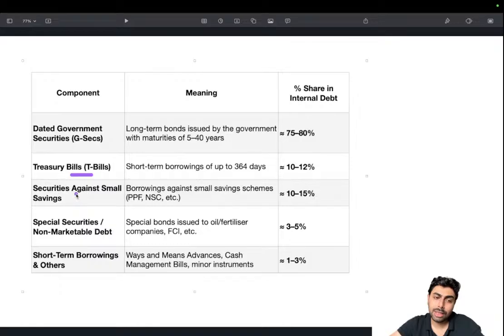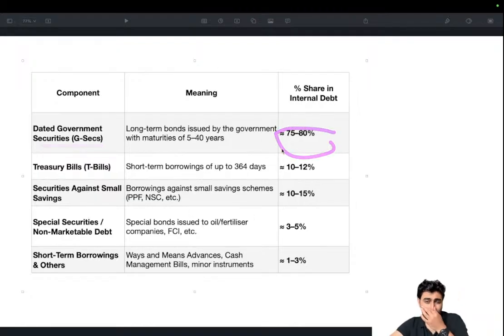Then treasury bills, securities. See, this is what we have been saying. Borrowings against small savings schemes come directly from the household, because normal people are investing in that, not investors or portfolio managers or anything. So it's directly from the household. It accounts for about 10 to 15%. It's much lesser than treasury bills actually. Compared to this, dated security is the largest component. Almost 80% is there. This is a rough figure. I don't know exactly, but usually this is the ballpark.